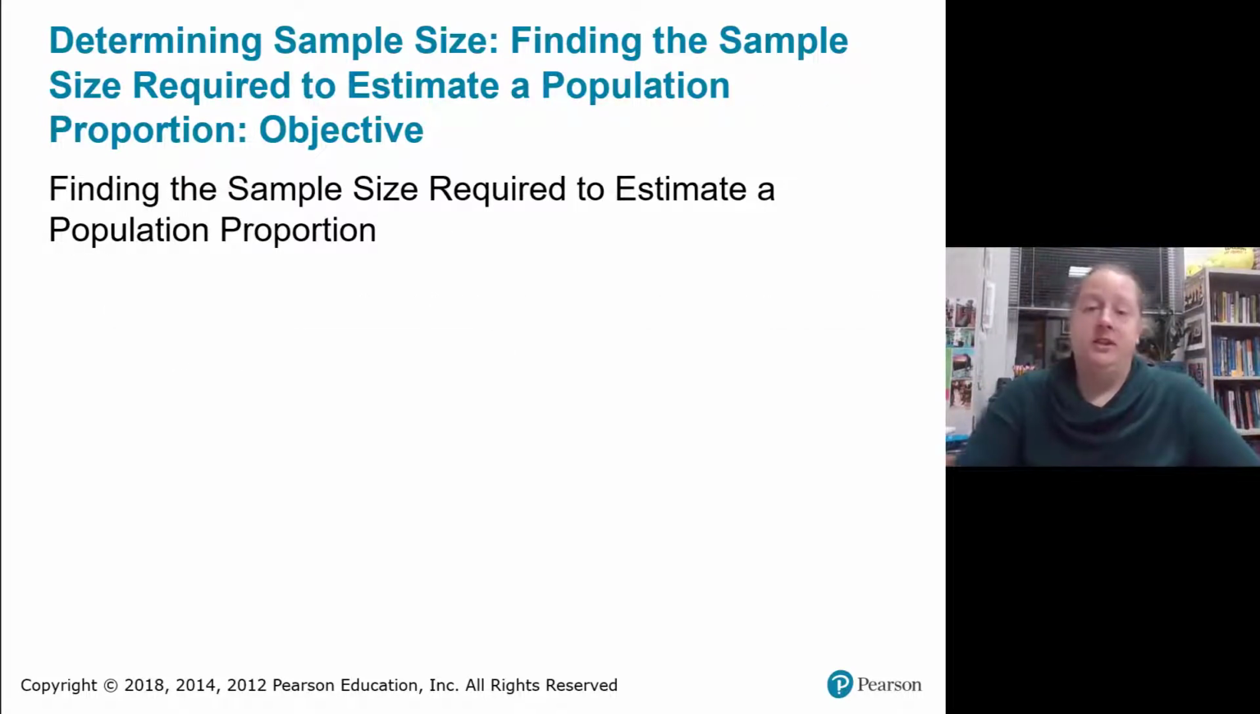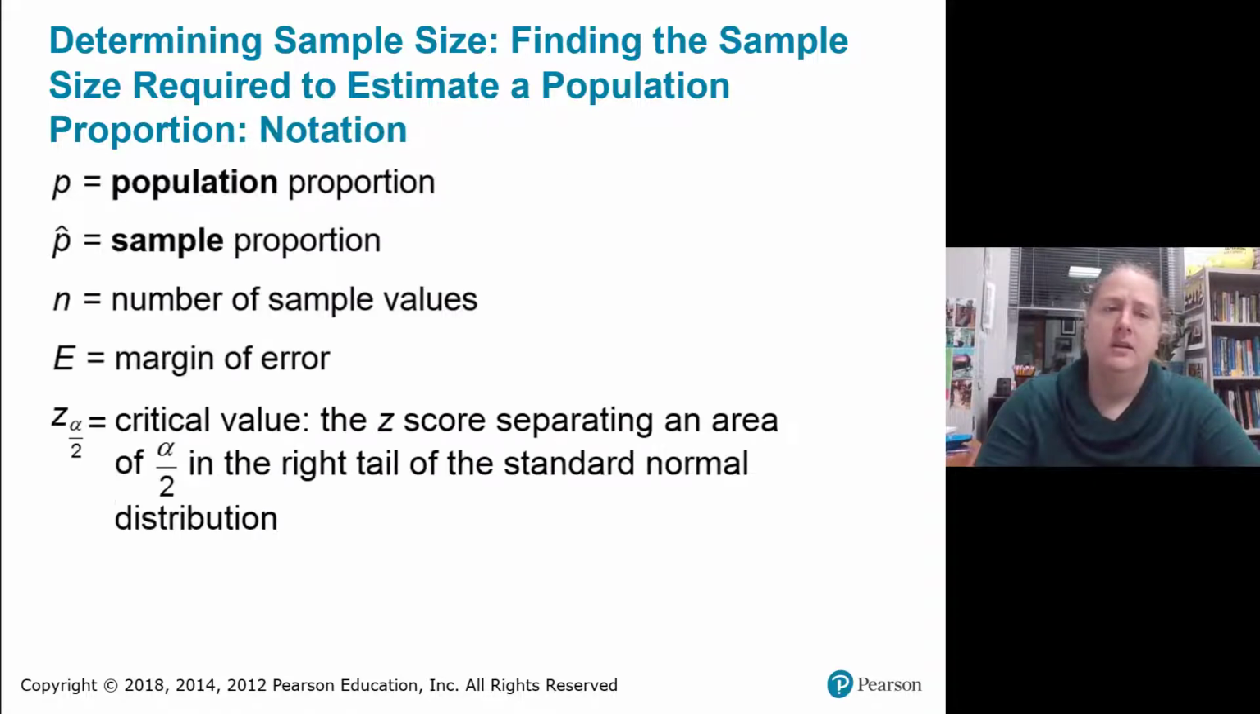Finally, the last thing we want to talk about today is determining the sample size. So, to find the sample size required to estimate a population proportion, that's what we want to do. Again, we have all of our same variables that we've been talking about before. We've added p in as our population proportion, compared to p hat, our sample proportion.